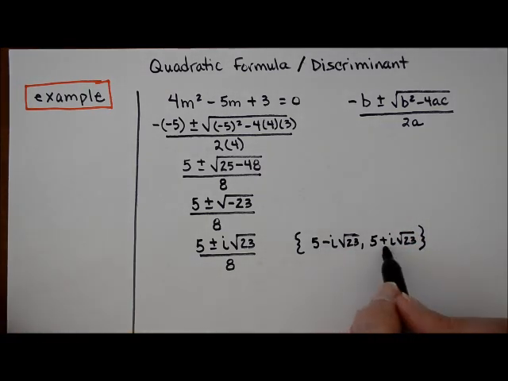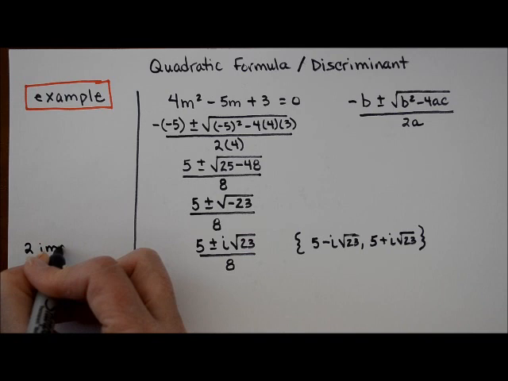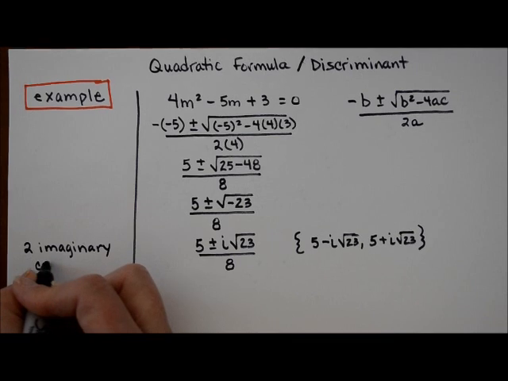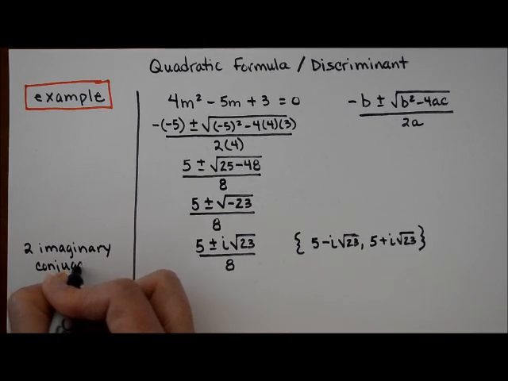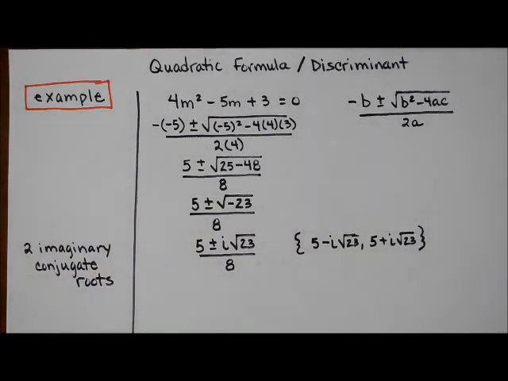Well, if you look at these, you should recognize this. You probably don't, but once I tell you, you're going to go, oh yeah, it is. These are conjugate roots, right? They're conjugates. They're identical, but one's minus, one's plus, right? Conjugates. So what I ended up getting was two imaginary conjugate roots. Now, imaginary roots are always going to be conjugates. Okay, so that's not going to change. So if you get imaginary roots, they're conjugates.